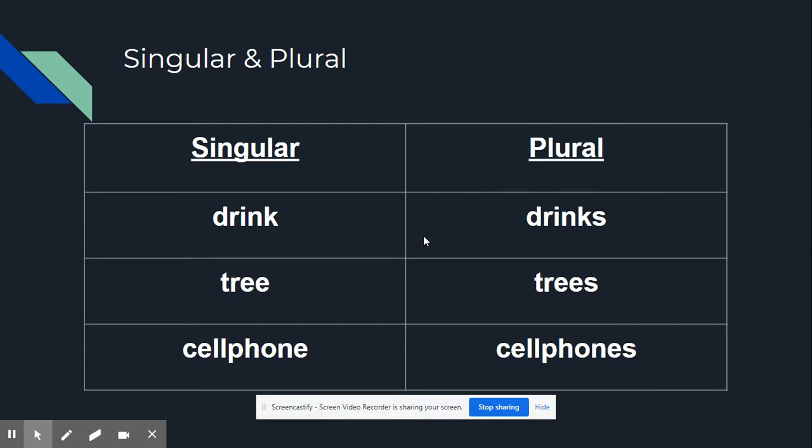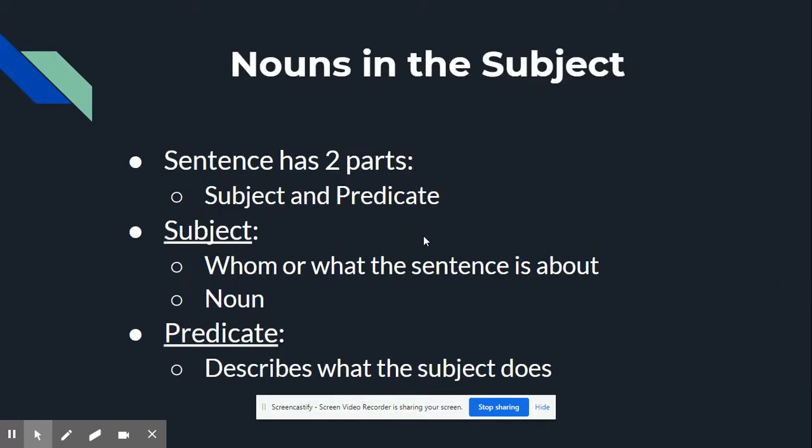Singular tree, plural two trees. Cell phone, one cell phone, two cell phones. So let's get into some practice now.